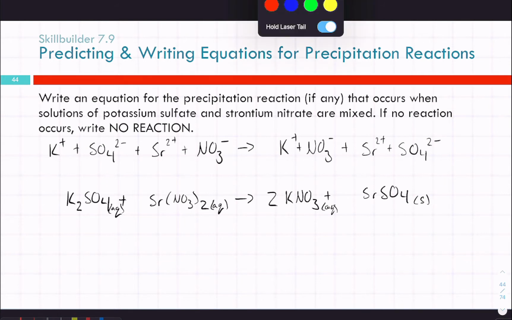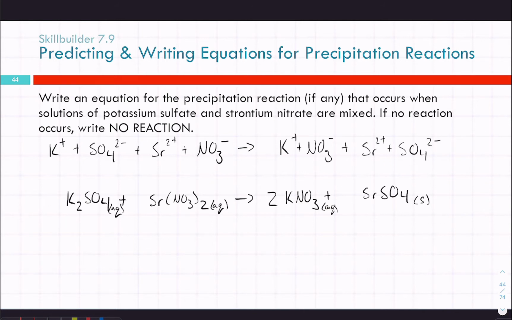So 2 nitrates now, and we can look over on the left side on our reactants, and we can see that we already have 2 nitrates. So that's balanced, good. And then we'll check strontium. 1 strontium here, 1 strontium here, also looking good. And then finally, 1 sulfate and 1 sulfate. So with just 1 coefficient there, we're able to balance it.